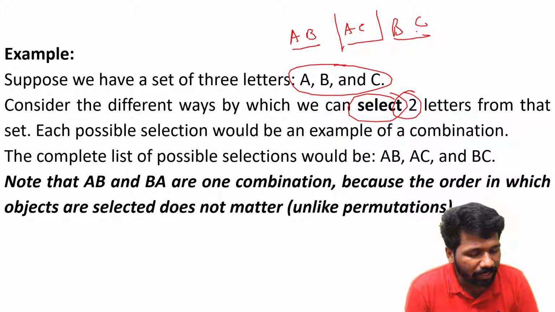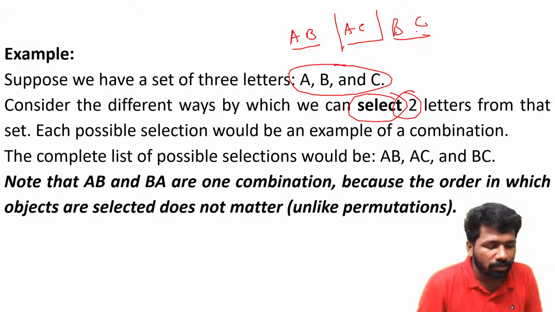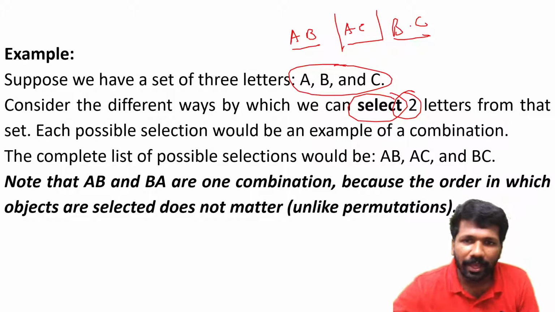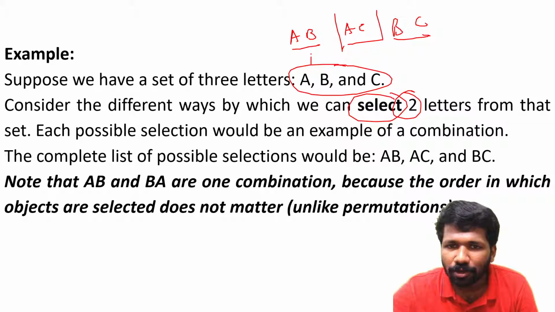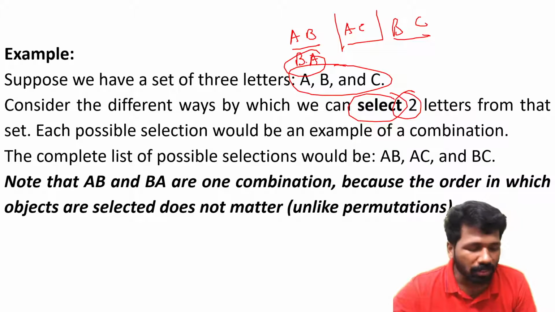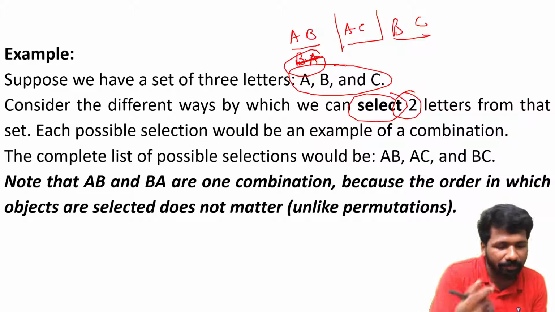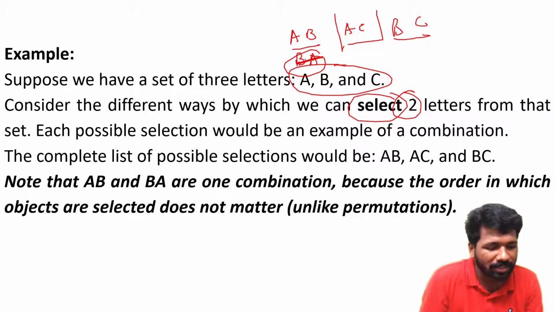All of you are understanding it? Selections and arrangements, the difference you should understand. Here AB and BA are not two different selections. That is the same selection itself, because the order does not matter. In arranging things, order matters. In selecting things, order does not matter.